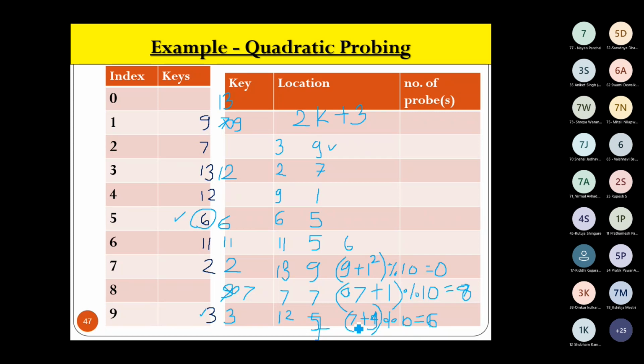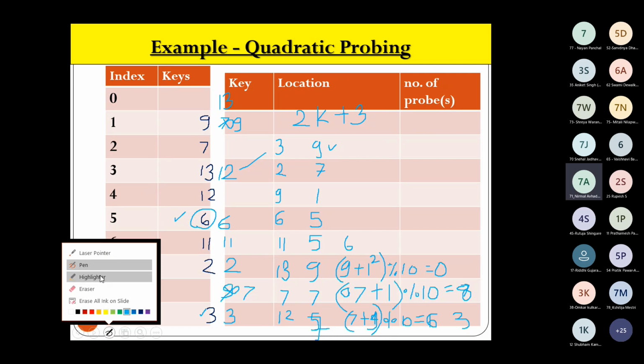Prathamesh, have you solved this way only or any other way you applied? No, ma'am. Exactly that way. Okay. 4 square is 16. 16 plus 7 is 23. 23 mod 10 is 3. Location 3, is it free? Yes, it is free. That's why this 12 is located at 3. Now tell me the updated values.